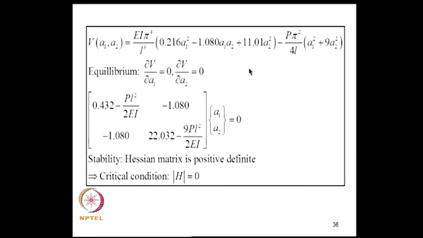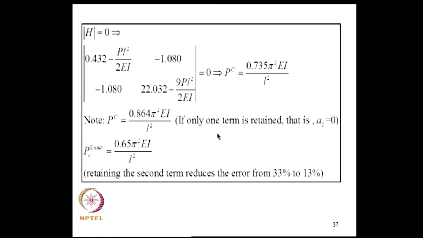Now, here of course, if I retain only the first term, I can put A2 equal to 0 and the critical load corresponding to that will be 0.864 pi square EI by L square, that is I am forcing A2 to be 0. So, if only one term is retained, I get the answer as 0.864 into this multiplier. If two terms are retained, I get an answer 0.735 into this. It so happens that the exact solution for this problem is 0.65 pi square EI by L square. This would mean that retaining the second term reduces the error from 33% to about 13%. So, it offers an advantage.